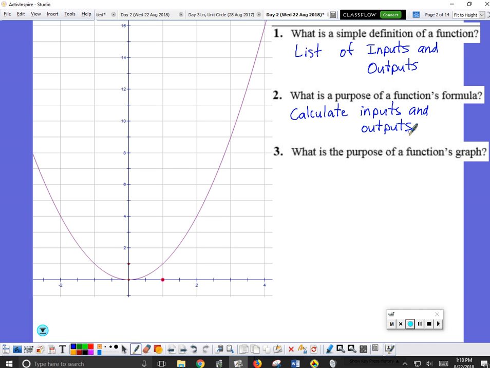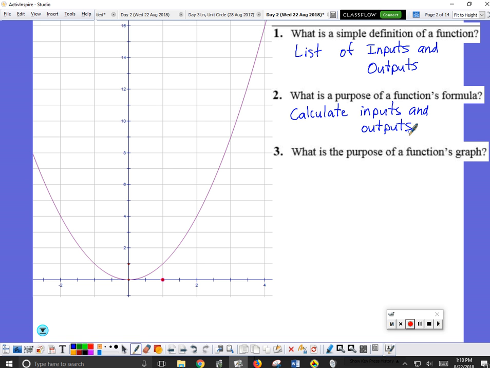Purpose of the function's graph. I've never seen an AP problem where you had to use the word parabola. So you don't have to remember details like that. But what you do have to remember, and it's super crucial for the next lesson we have on Friday, is when you look at this, don't think of it as a line. Don't think of it as a curve. Think of it as an infinite number of dots. They're just so close together that they look like a nice smooth curve.